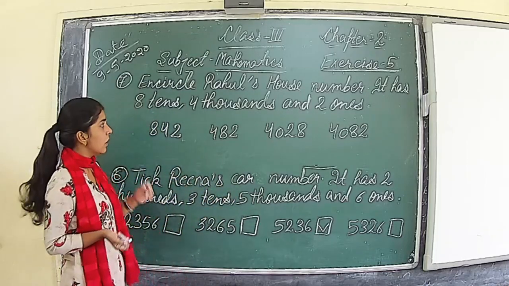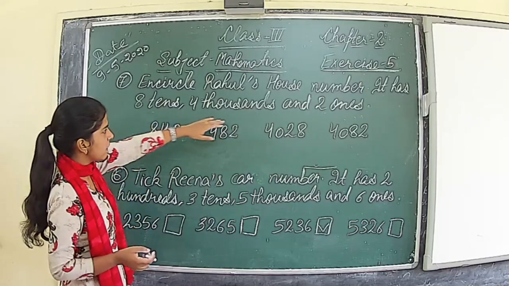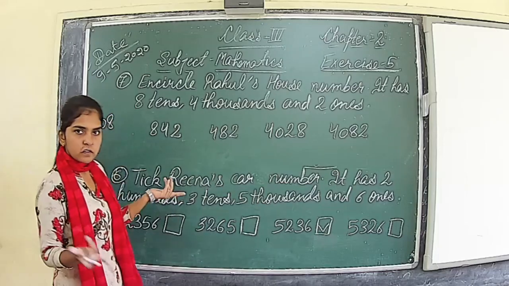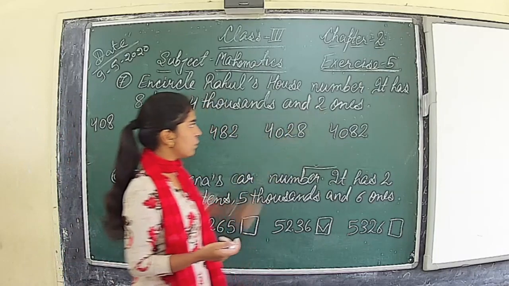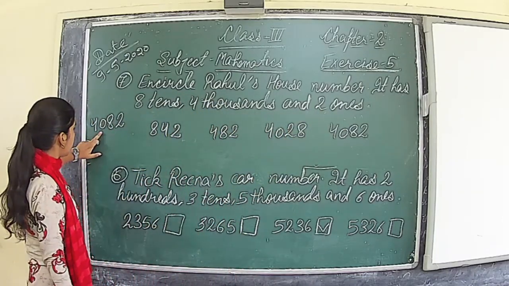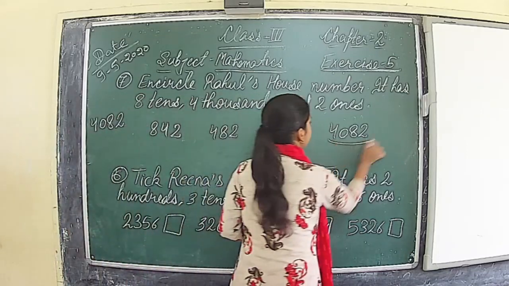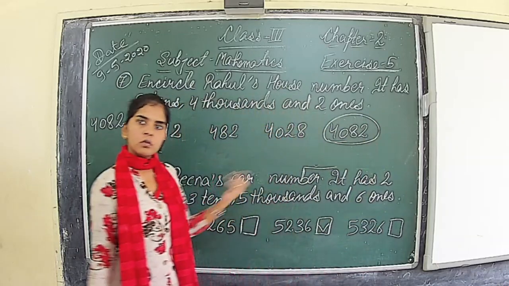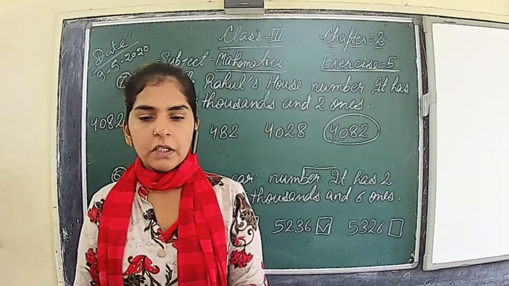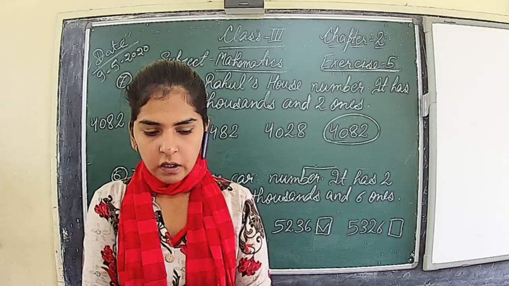So next place will be of 10. What is the digit at 10th place? 8, right? So we will write here 8. At 1st place, which digit must be there? 2. So which number do we get? We get 4,082. There is the option, right? So this is our answer. Okay. So here we have completed our exercise number 5.